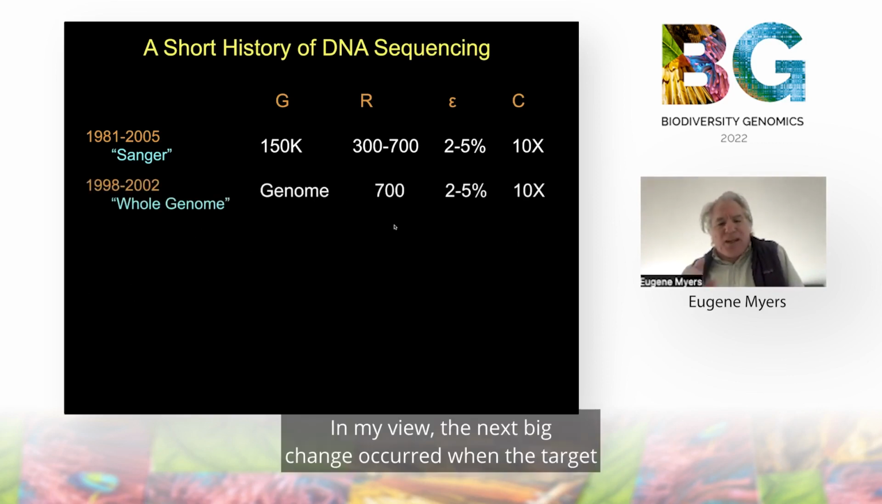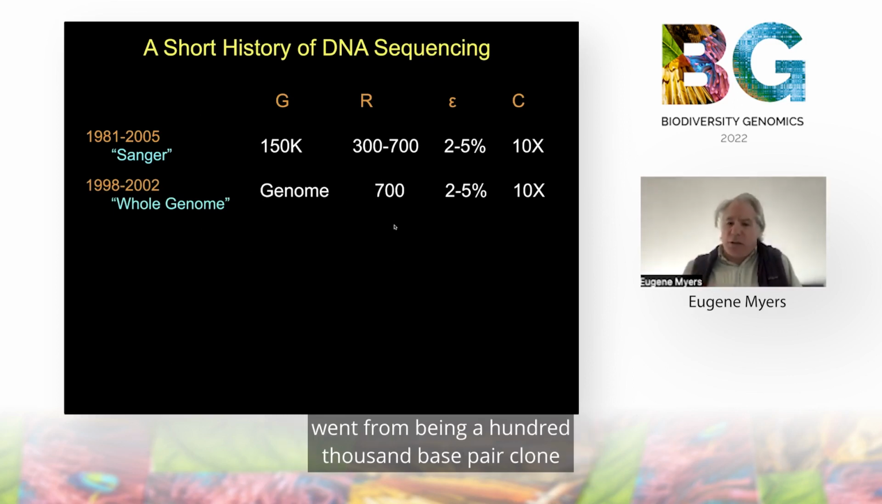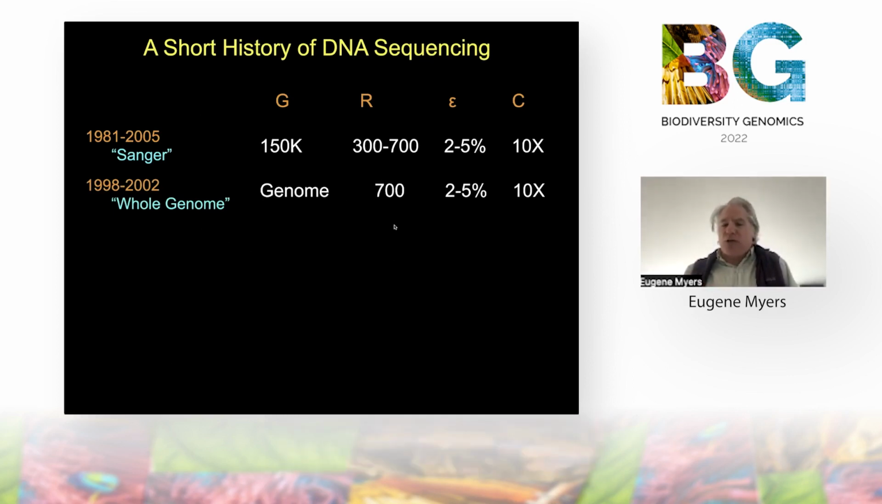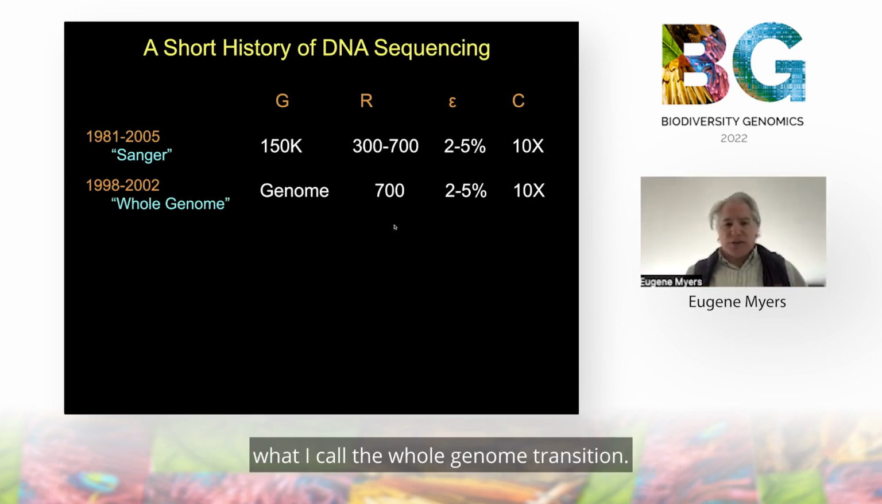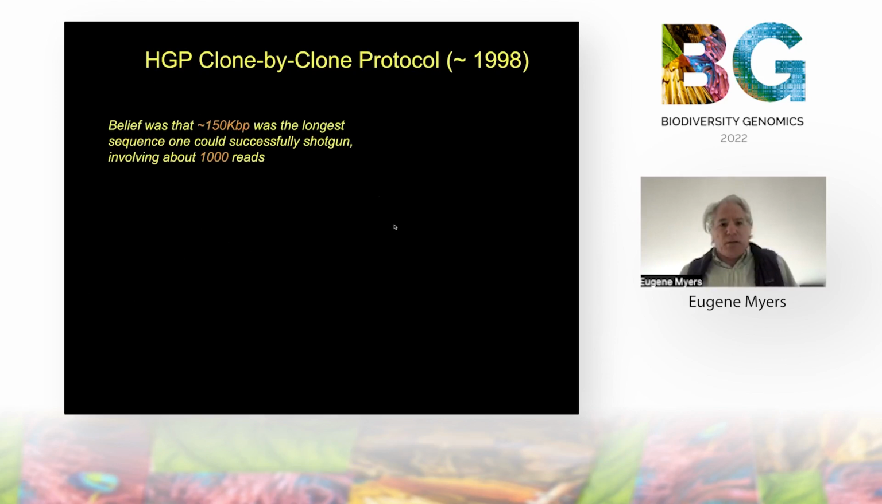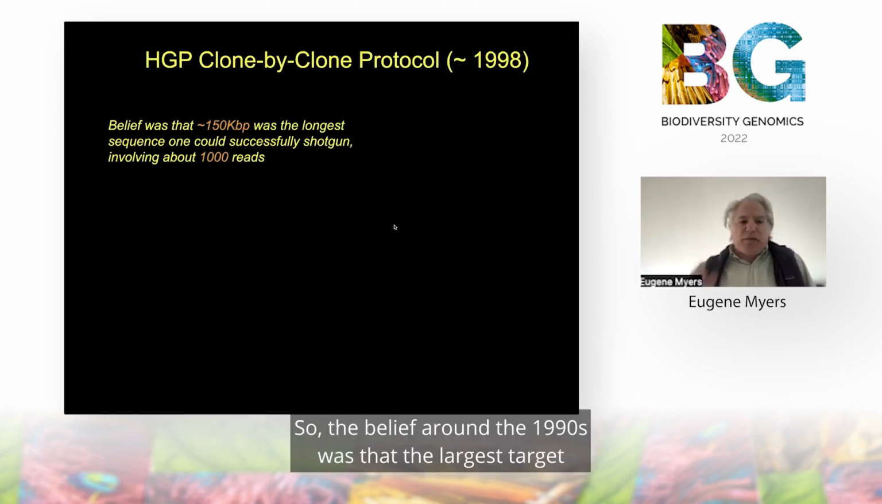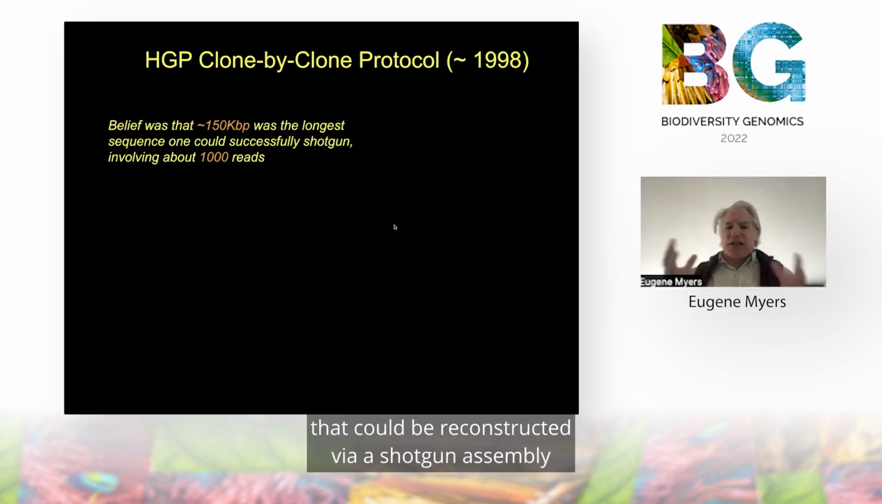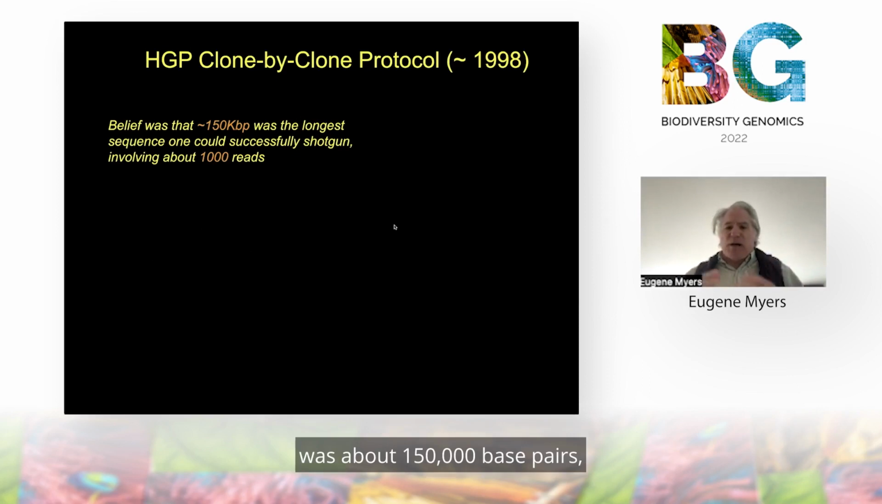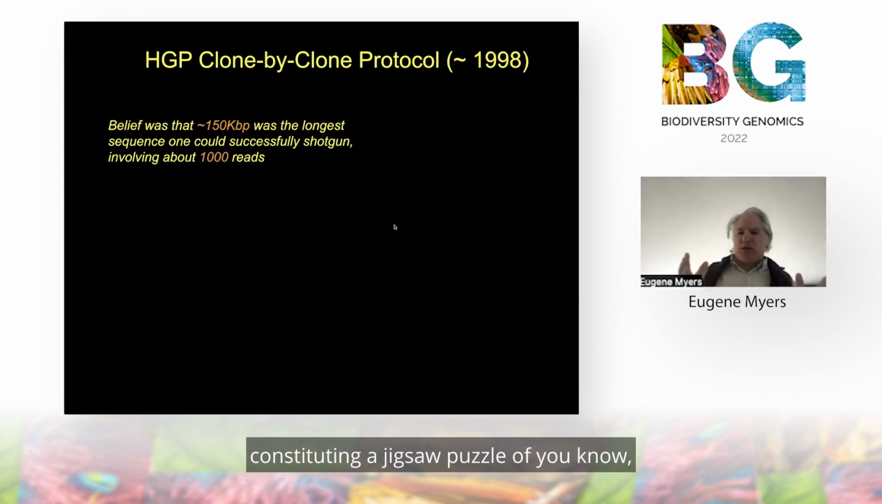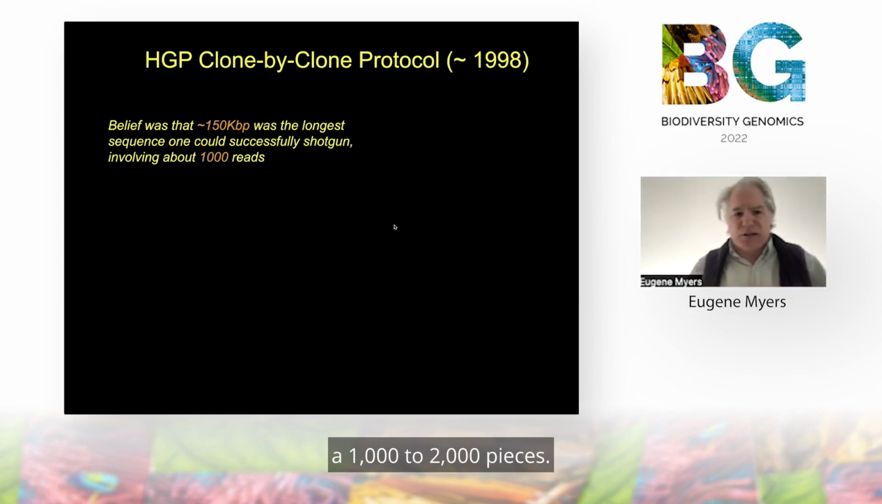In my view, the next big change occurred when the target went from being a 100,000 base pair clone to the whole genome, what I call the whole genome transition. So the belief around the 1990s was that the largest target that could be reconstructed via a shotgun assembler was about 150,000 base pairs, constituting a jigsaw puzzle of 1,000 to 2,000 pieces.